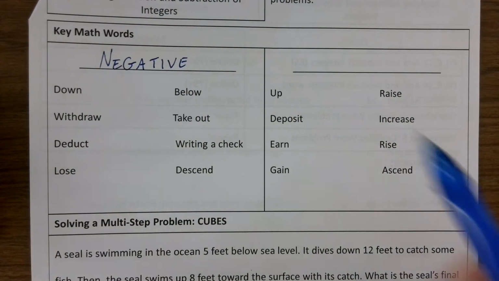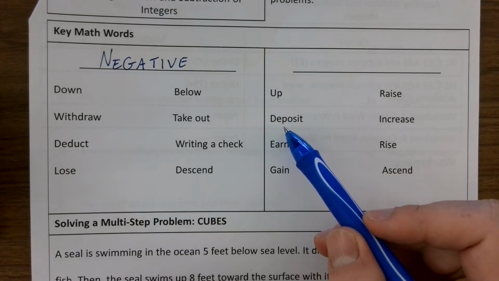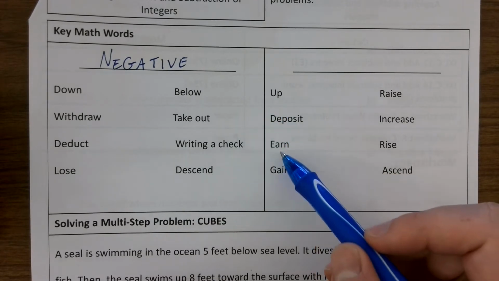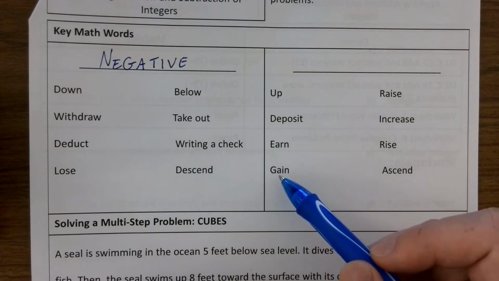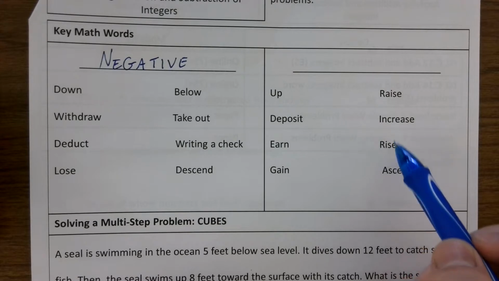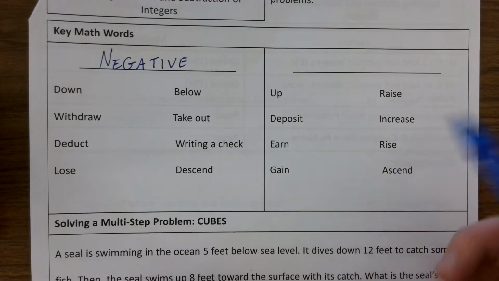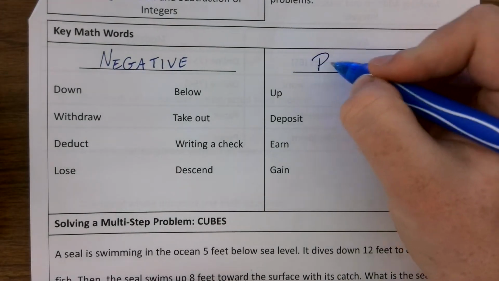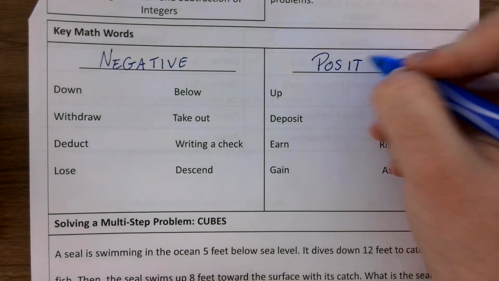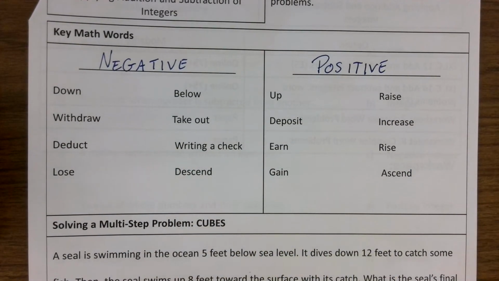On the other hand, when we were talking about words like up, deposit, putting money into an account, you deposit a paycheck, earn, gain, raise, increase, rise, or ascend, to move up. These are all words that tell us that the number going with it is positive. And these are going to be helpful for us when we start to look at word problems.